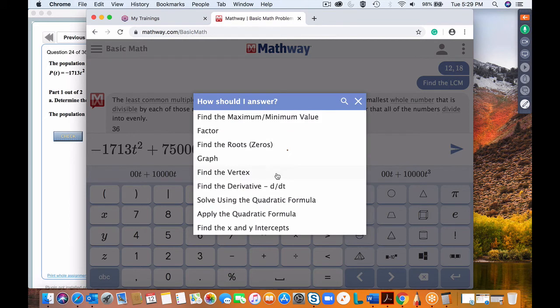I want to find the vertex, or you can say find the maximum and minimum value. You can also use the quadratic formula.